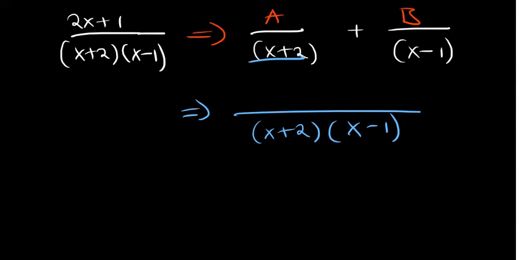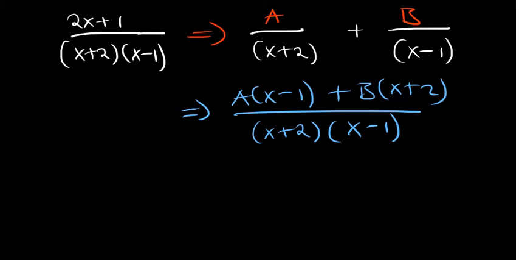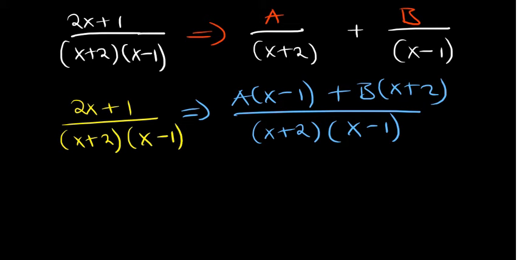So divide this into what we have. The result will be x - 1. So we end up with A multiplying by x - 1, and then for that part, if you divide that, what remains is this part, so you end up having B multiplying by x + 2. Don't forget, we have (2x + 1) over (x + 2)(x - 1). At this point, the denominators are equal, so we can equate the numerators.